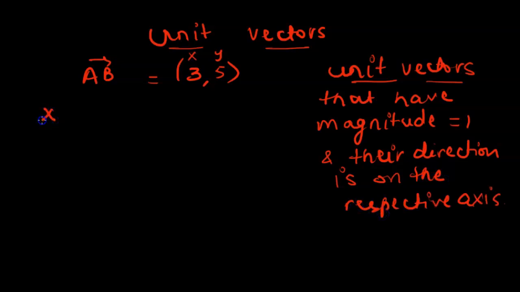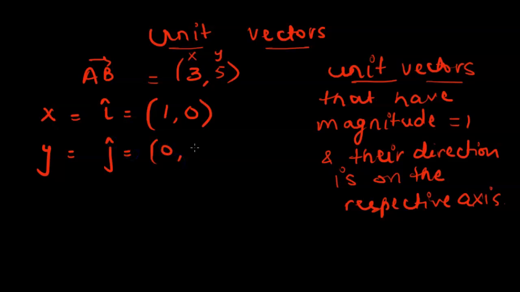For example, the unit vector of the x-axis is i. This i with a small cap is the representation of the unit vector. The magnitude on the x-axis is 1, and on the y-axis is 0, because this vector only lies on one axis, and that is the x-axis. The unit vector of the y-axis is represented with j cap. In this case, the x value is 0, and the y value is 1.